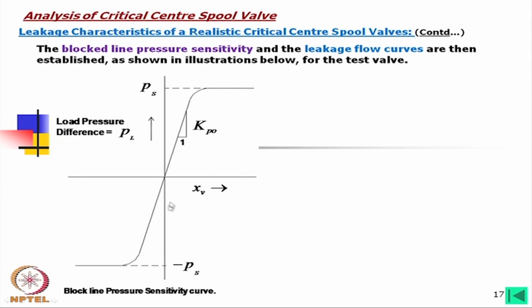Now, look at this curve. This is the leakage flow curve. We have drawn these curves, and we will get a curve like this. This is the system pressure and the minus system pressure, and our curve will be something like this. This can be plotted by testing a valve. But you should keep in mind this is in the vicinity of the null point, a very small opening we have made, and we are trying to get this curve.